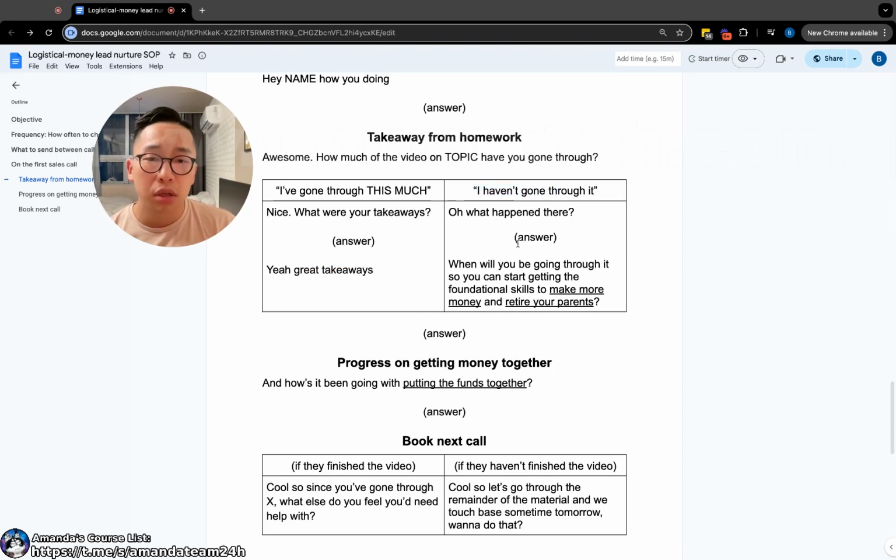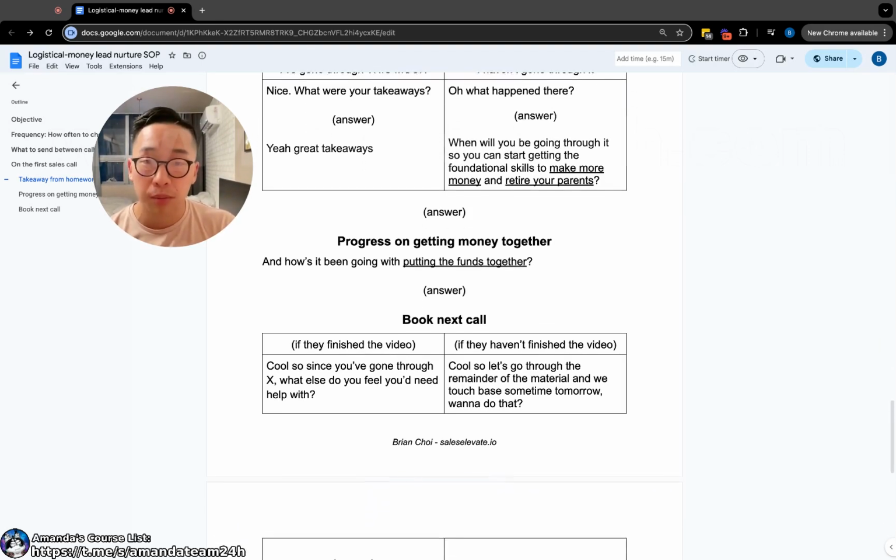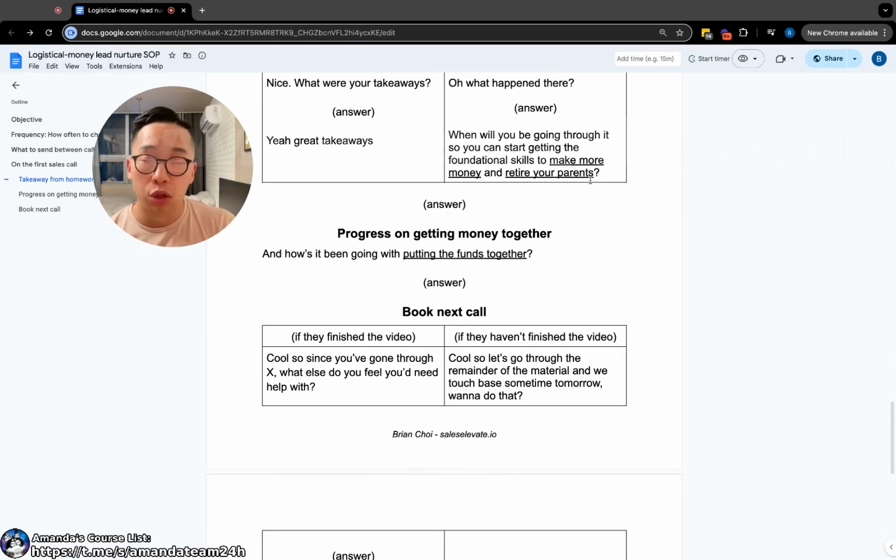It's like, oh, what happened? Clarify, because they may have had a genuine reason. Maybe their dog died or they had to take it to the vet or whatever. If it's a genuine reason, like, oh, so sorry to hear that. If they're making excuses, you can become a bit stern. Okay, so when will you actually be going through it, so you can start getting the foundational skills and get closer to retiring your parents? They'd be like, I'll watch it today. All right, perfect. We can have another call tomorrow.